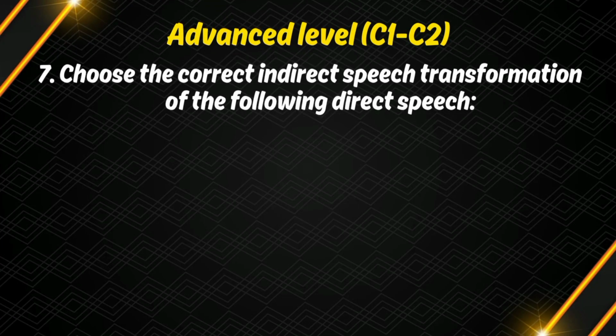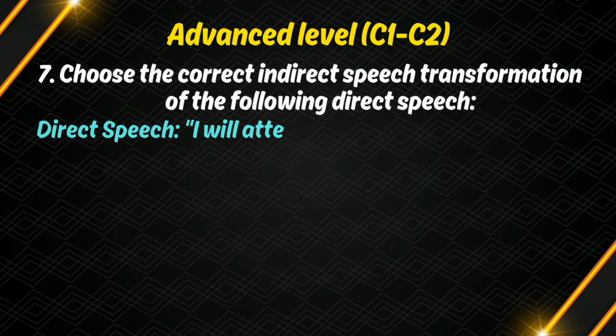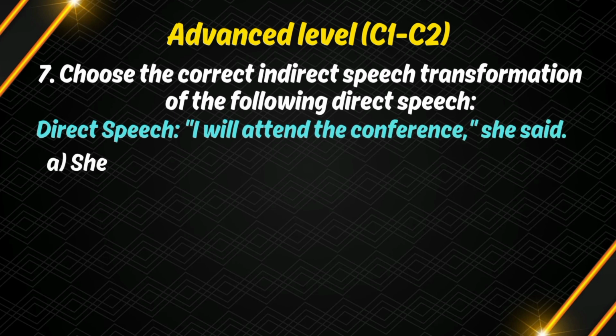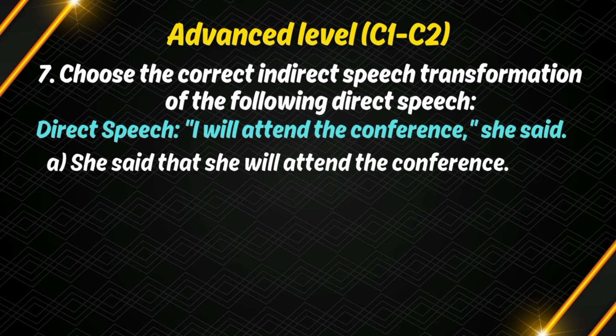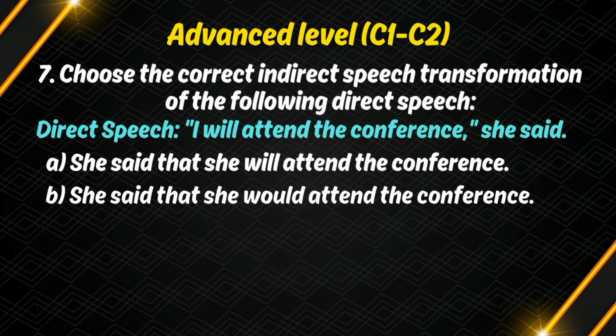7. Choose the correct indirect speech transformation of the following direct speech. Direct speech, I will attend the conference, she said. A. She said that she will attend the conference. B. She said that she would attend the conference. C. She said that she attends the conference.